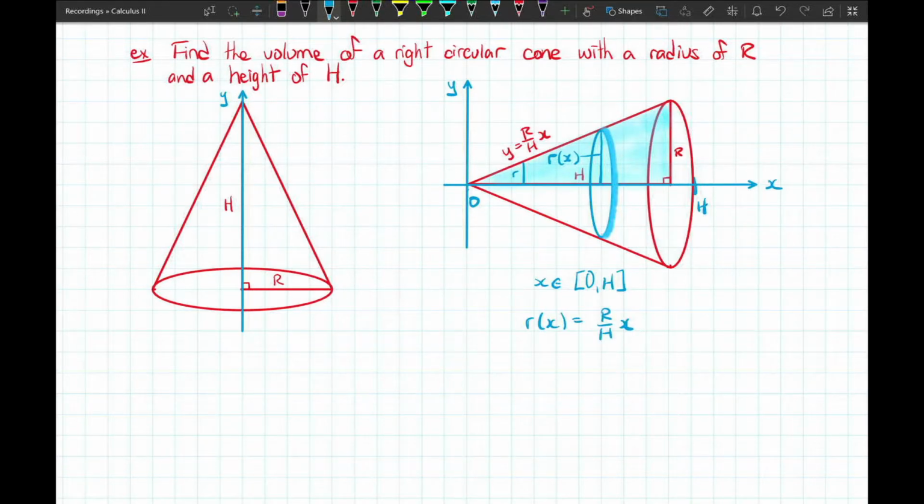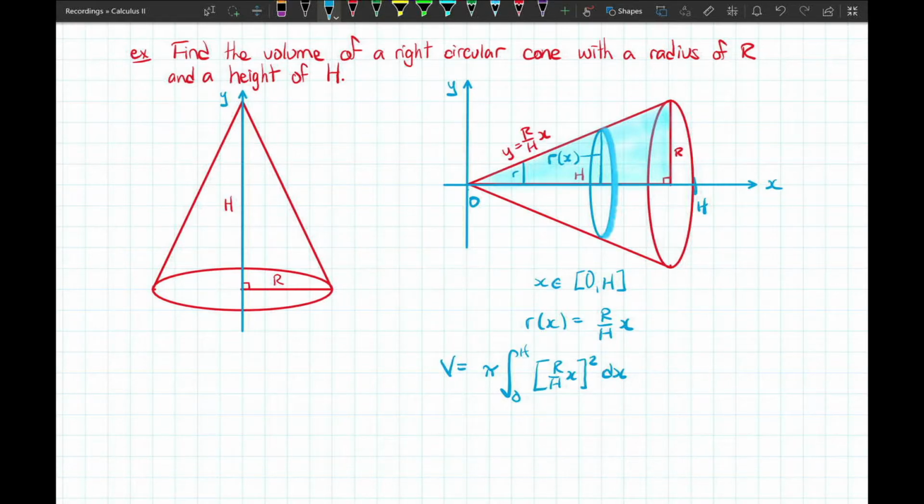There's our radius. Okay, now we're ready to set up this definite integral. So we're going to integrate over the interval from 0 to H. And then the function that we're integrating is not just the radius. We're integrating pi r squared. That pi can come out front. And r of x squared is R over H times x, all squared. And remember, the width of each of these little disks is dx. So this is going to get our volume.